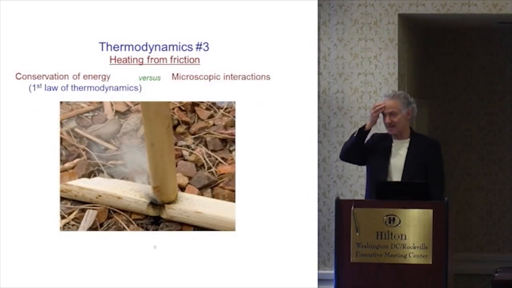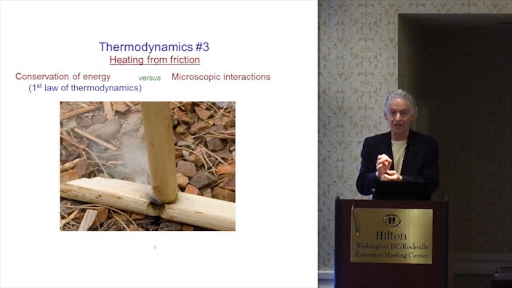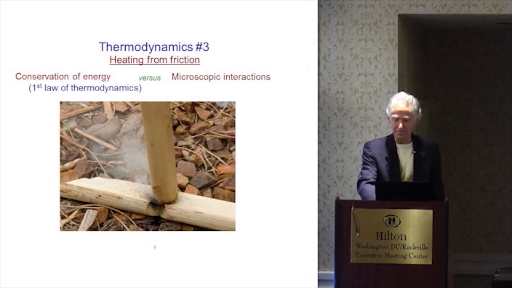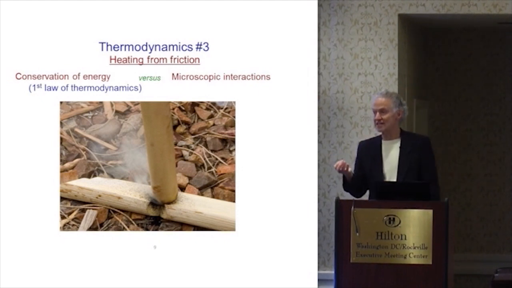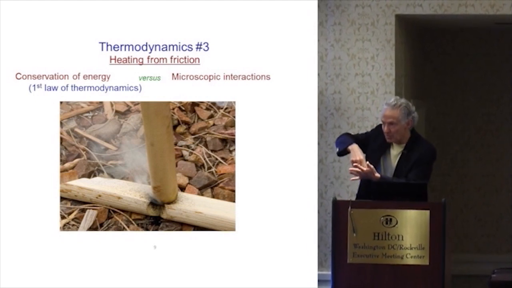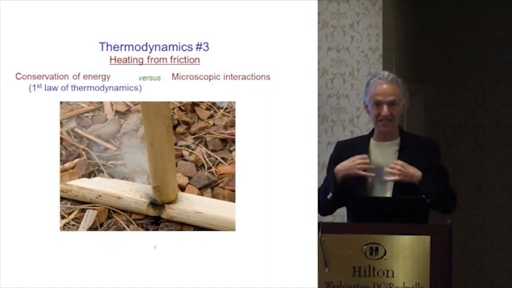Third thermodynamics example, heat from friction. We know that if we rub one stick against another, that the kinetic energy that we've put into the sticks is going to eventually end up as heat energy. And so there's a conservation of energy. We can balance that by another view, and that is looking at the microscopic interactions. When you rub one stick against another, one molecule causes another molecule to vibrate, the vibrations produce heat, and so on.